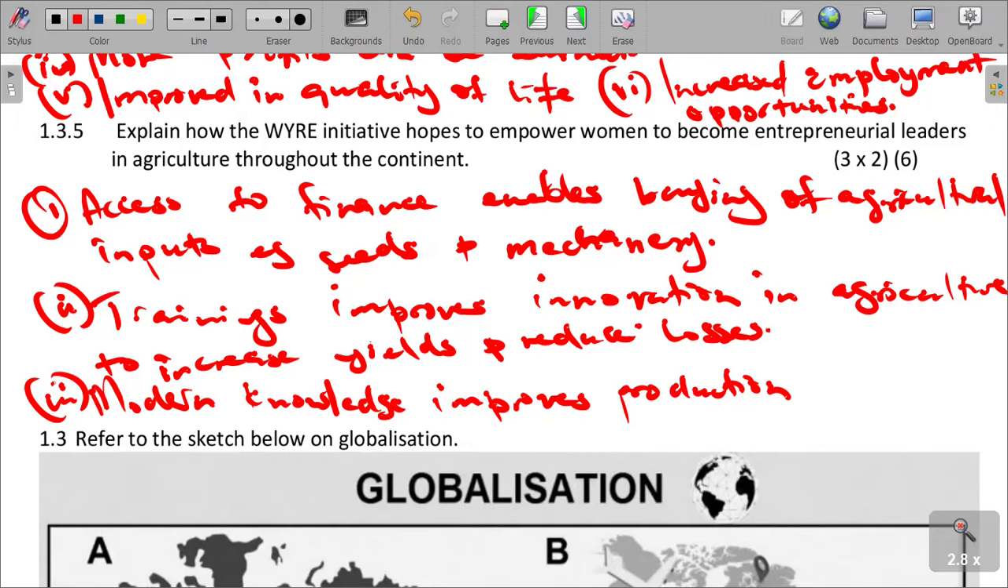Trainings also help women become better at identifying and addressing agricultural challenges when they are trained. So all these are ways through which trainings can help us. We talk about networking. Networking can help women assist each other across the globe, which is quite a good advantage.